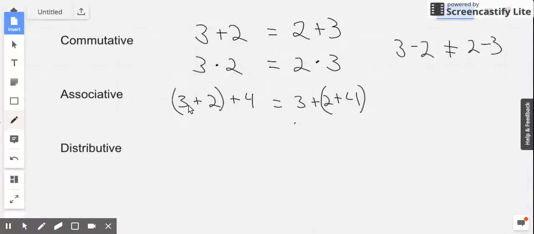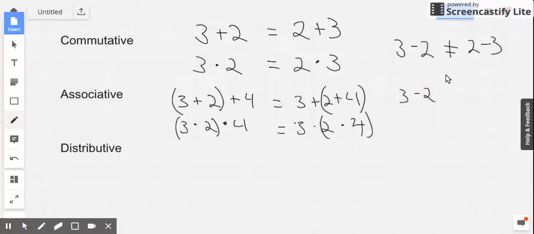Just like commutative, it also works with multiplication. 3 times 2 times 4. If I group the 3 and the 2 together, I get 6 times 4 is 24. Or if I group the 2 and the 4 together, is 8 times 3 is 24. So again, no matter how I group things with multiplication, if it's all multiplication, the result is going to be the same. Once again, that does not necessarily follow with subtraction.